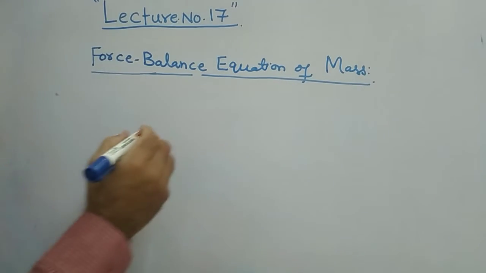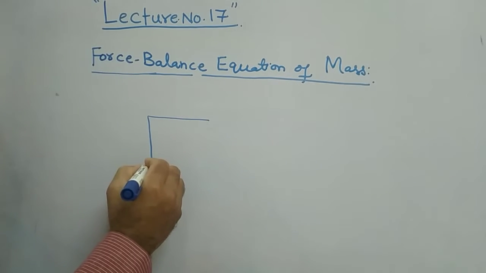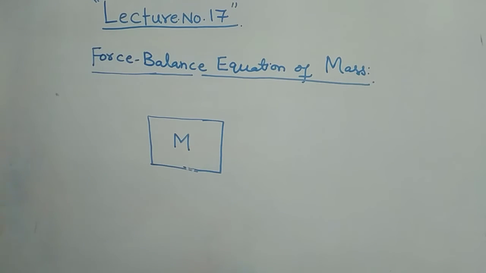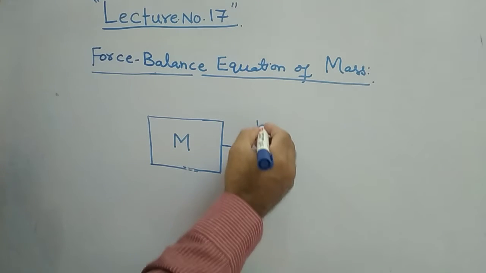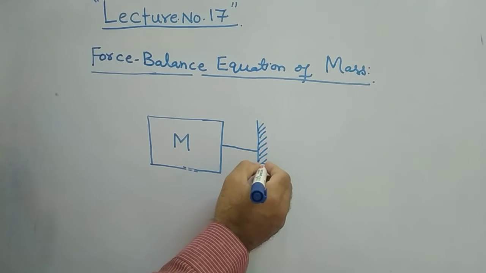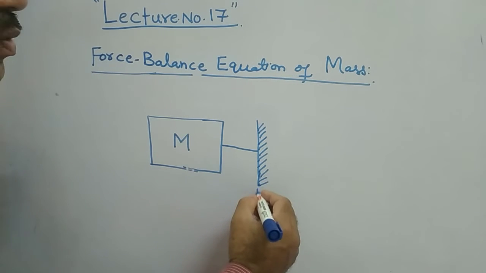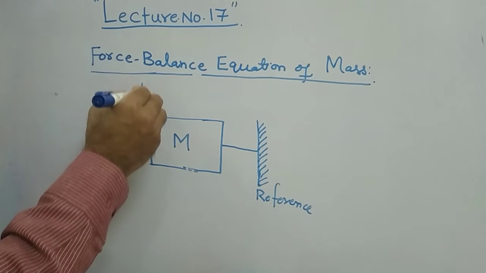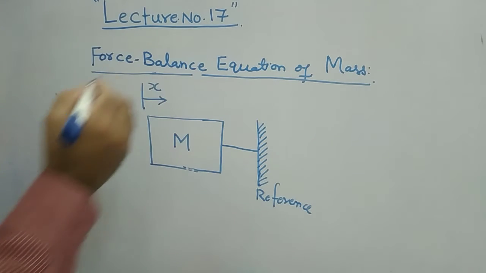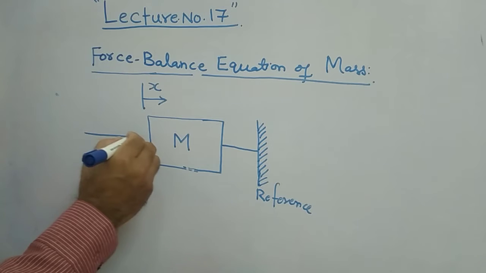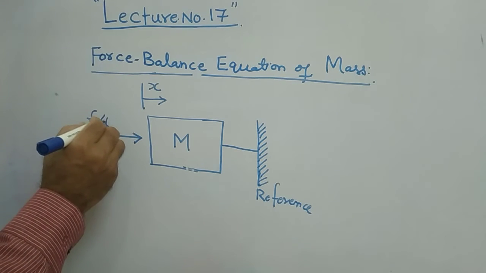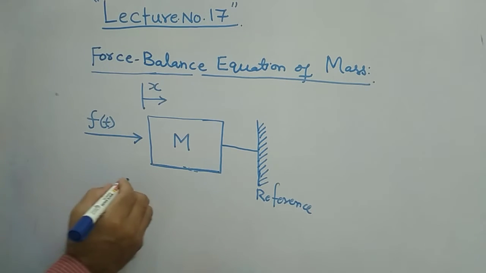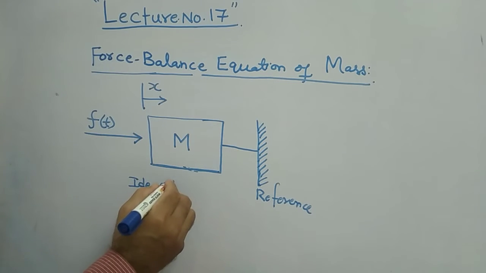For this, just consider there is some body having mass m. Assume that it is connected to some reference point, because one end is always connected to some reference. This is your reference, this is m, and you should have some displacement there. Assume that we are applying some force F of t on this mass. This is the ideal mass element. This is called the ideal mass element.